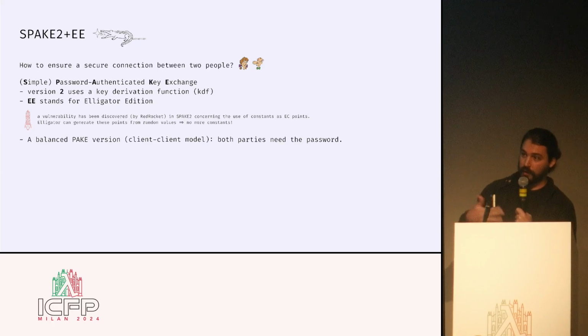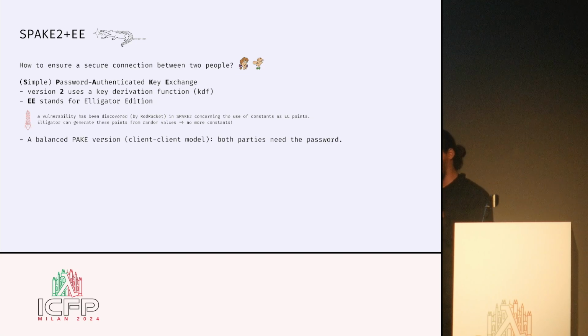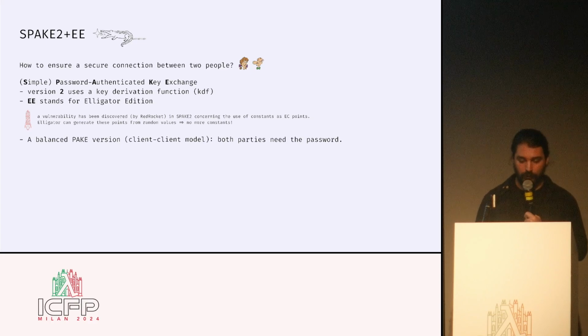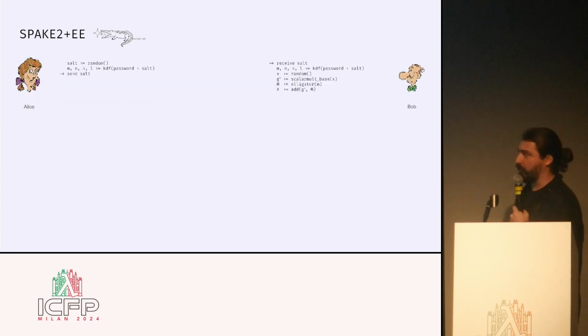So Bob is not only portable, it's about how to share a file between two persons. So the question is how to check that two persons have the same password. We will use the SPAKE2+EE protocol. We have about 30 protocols for this, but this one is good. I will just explain the protocol a little bit.